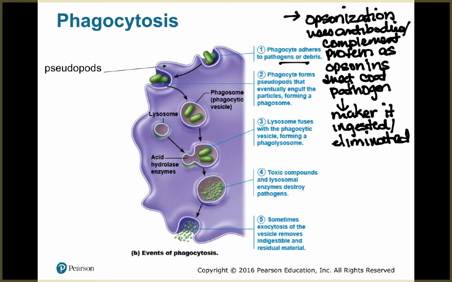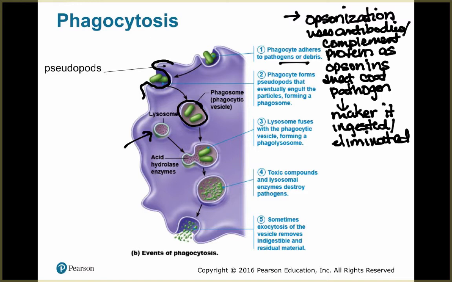And so when that process happens, right, it's going to adhere to the pathogen or the debris. That phagocyte's going to form pseudopods that eventually will engulf the particle and form a phagosome. So you can see how it's basically what it is. These pseudopods come in. You see it forms kind of this invagination. And then over time, once it gets brought in, it forms this nice vesicle here called a phagosome.